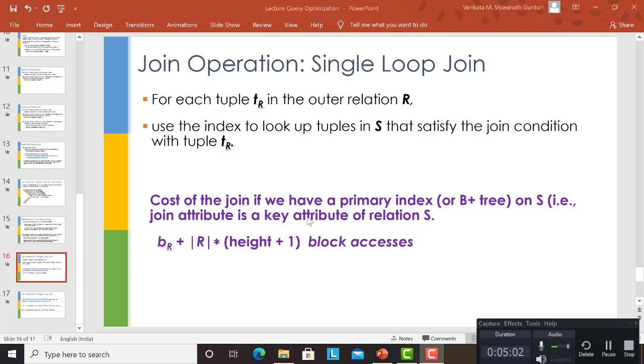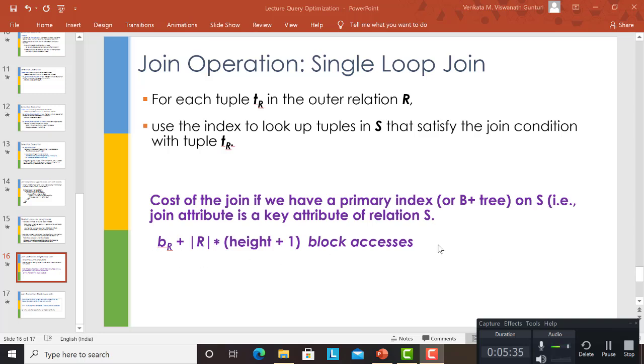But given that we have assumed that your join attribute is a key attribute of relation S, we are sure that for every tuple of the relation R, where mod R is the number of tuples in relation R, we will require only these many extra block accesses and nothing more. So therefore, the total disk accesses will be given by this expression.